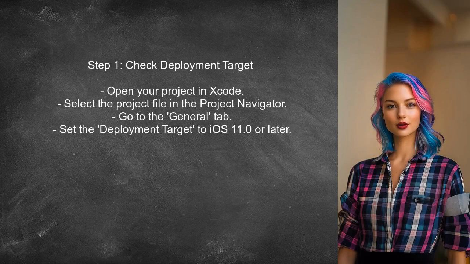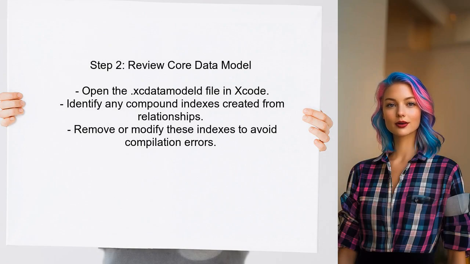To resolve the compilation error, the user should first check the deployment target of their project. Since the Fetch Indexes feature requires a minimum deployment target of iOS 11, the user needs to update this setting. Next, the user should review the core data model for any compound indexes that may be causing issues. If any compound indexes are created from relationships, they need to be removed or modified.